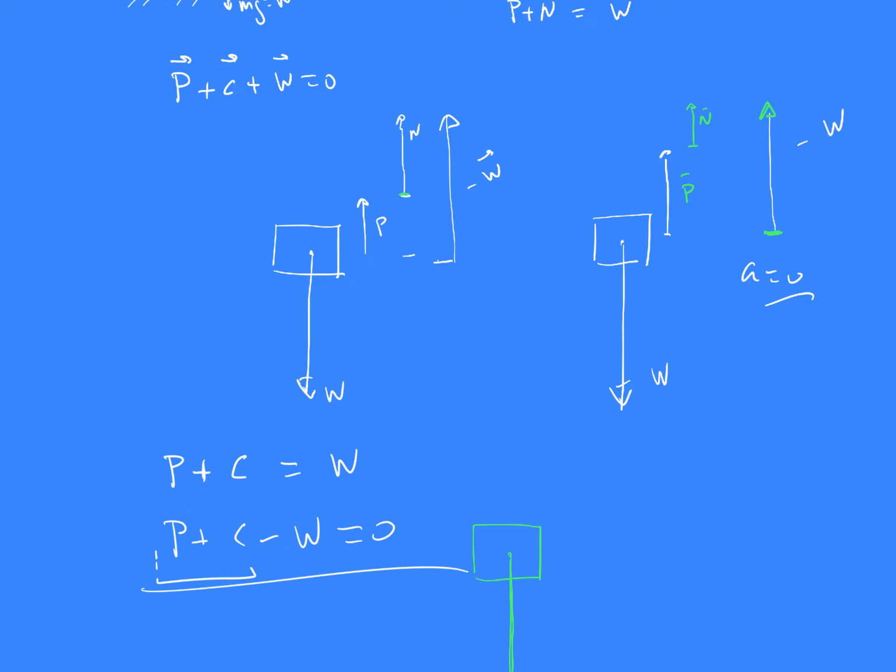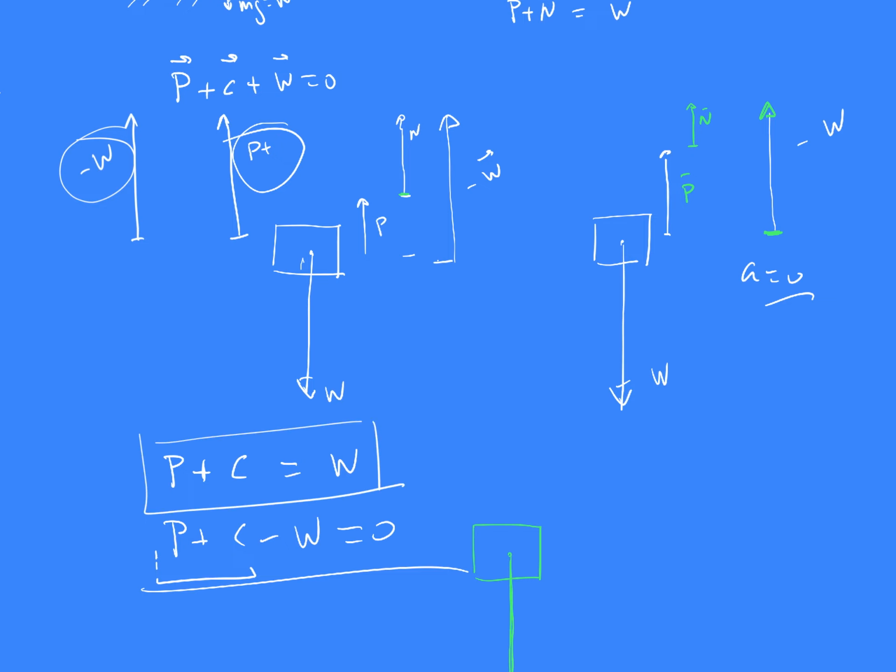So what is P plus C? P plus C is this one. What is omega? Omega is this one. What is minus omega? Minus omega is this one. What it says is that this amount and this amount have to be the same. So the correct relation is that P plus C should be equal to omega.